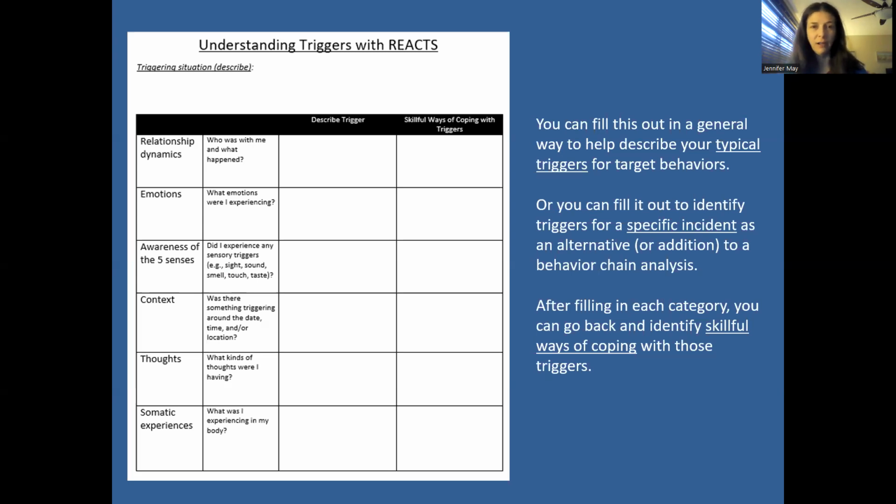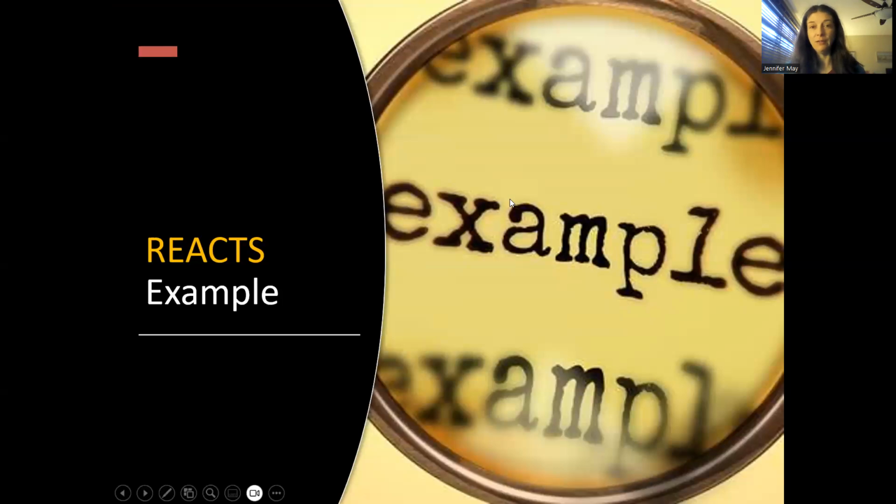Or again, you could do it event by event and collect them and see what you have in common and put a master list together, whatever works for you. Okay, so I'm going to do an example, and it's the same scenario that I discussed in the last two videos, but through the lens of REACTS. And as you'll see, we're going to come up with some slightly different things and different skillful behavioral alternatives because they're categorized differently.